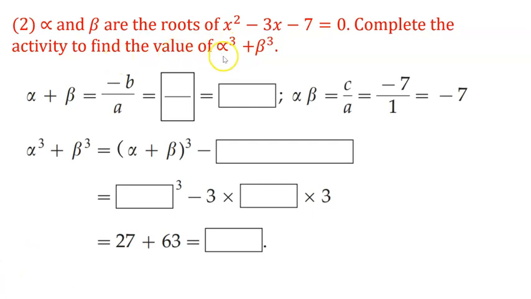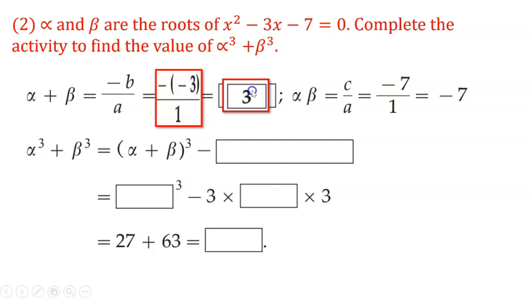Find the value of alpha cube plus beta cube. Okay. Now first, sum of the roots. Alpha plus beta is equal to minus b upon a. Now here the value of b is -3 and the value of a is 1. Therefore minus in bracket -3. Here substitute the value, minus in bracket -3 upon 1. Minus minus becomes plus, 3 upon 1. Overall finally you will get here 3. This is alpha plus beta.